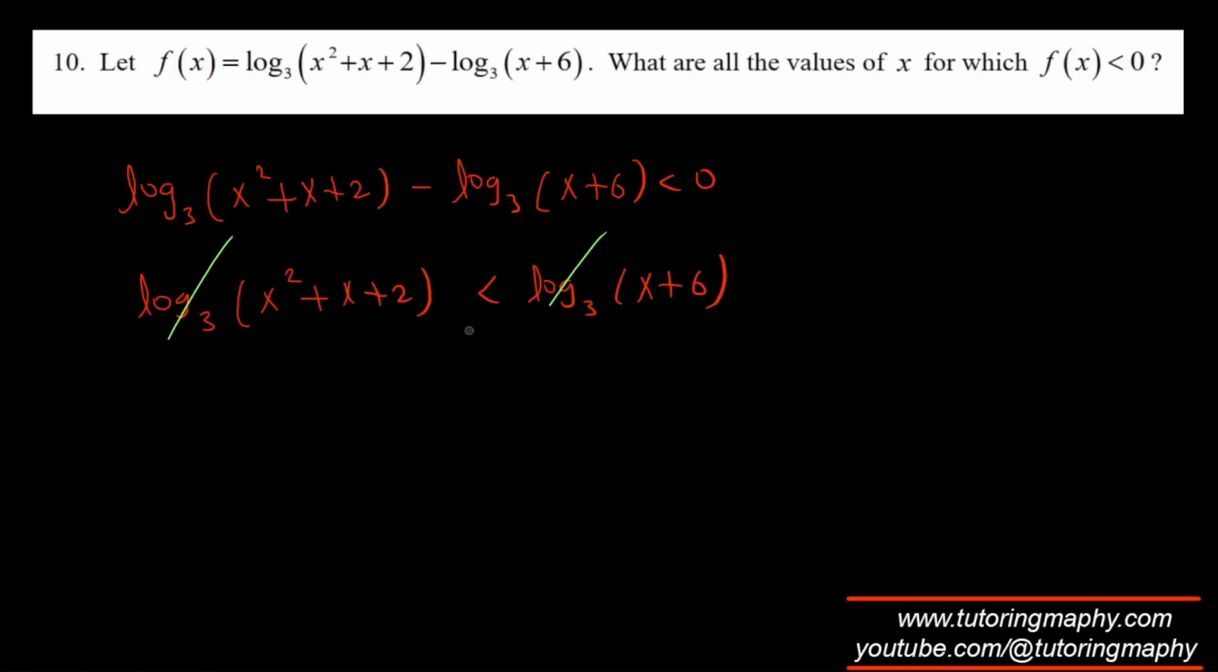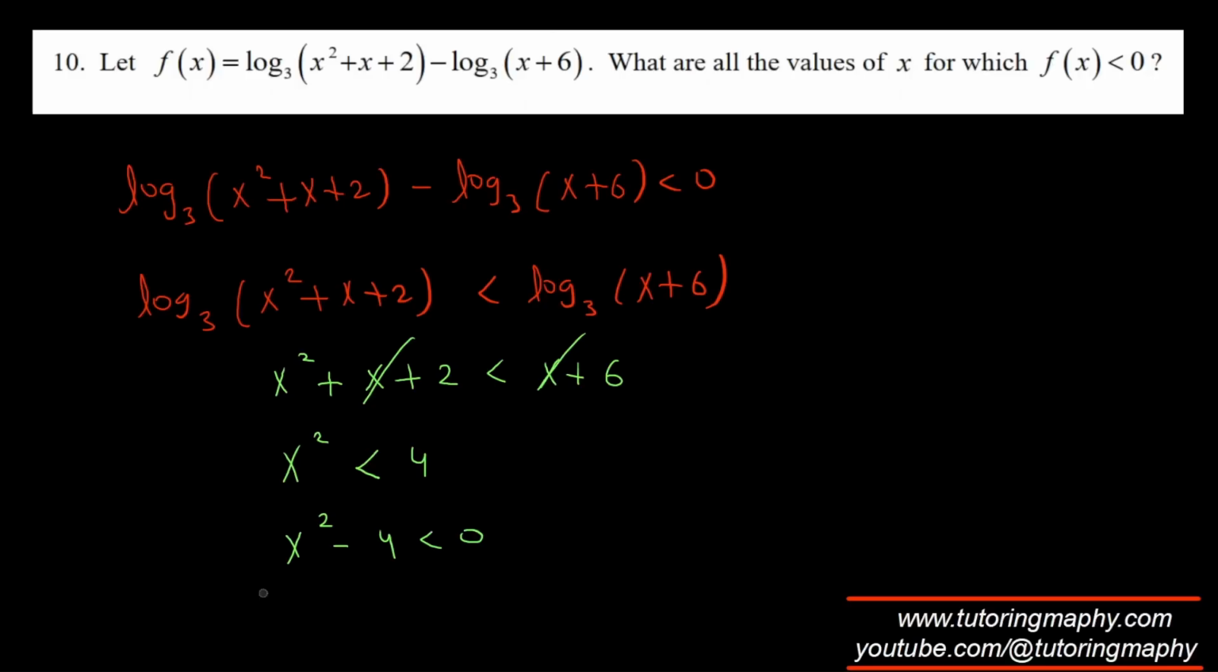In other words, I can just do away with the log, although don't show that these are cancelled, that's not right. But yeah, in a way, that's what is happening. We are left with x squared plus x plus 2 is less than x plus 6. The x and x are gone, so I'm left with x squared less than, subtracting 2 from both sides, 4, which means that x squared minus 4 is negative, which means that (x minus 2)(x plus 2), the difference of squares identity, should be negative.